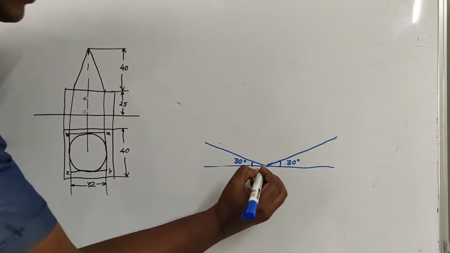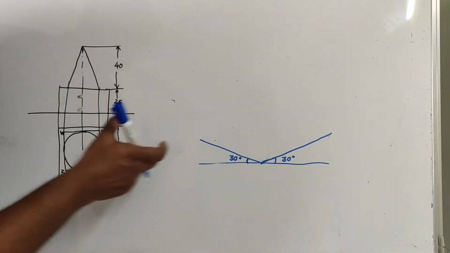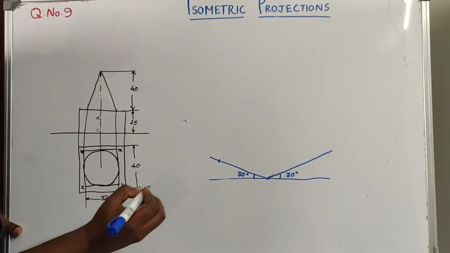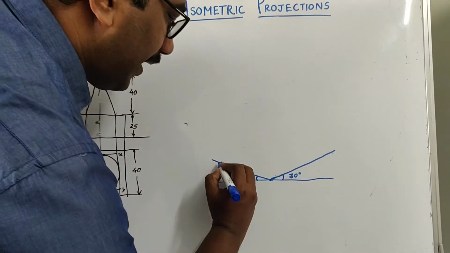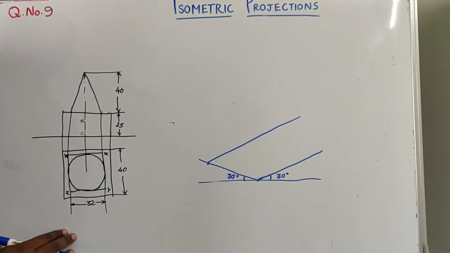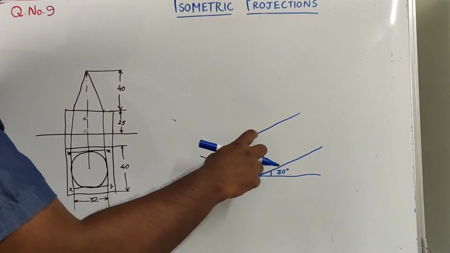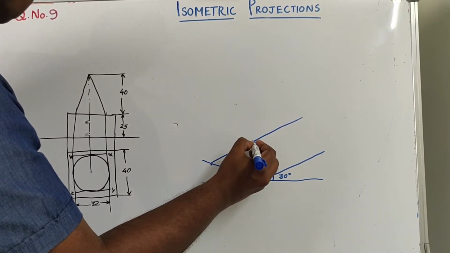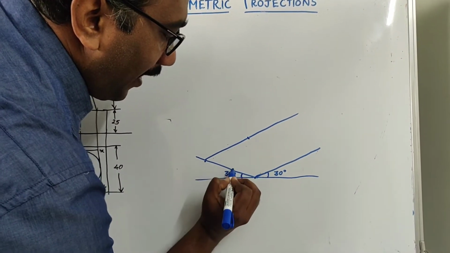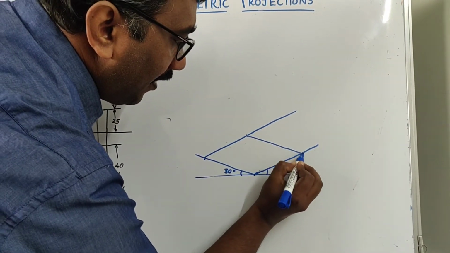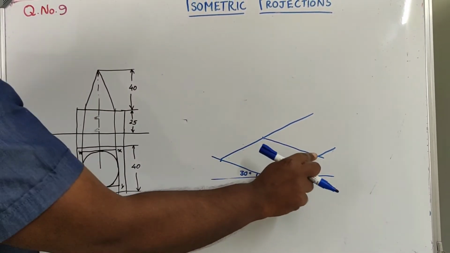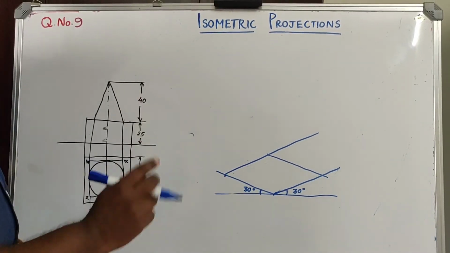So I am fixing this as one corner. From there, I can take 40 mm. From here, I am taking 40 mm. So, I am getting this as 1 point. From there, I am drawing the next part. Along this again, I am marking 40. After that, I am drawing another line which is parallel to this one. And I will get 40 mm here also. So this is the bottom base of the square slab.